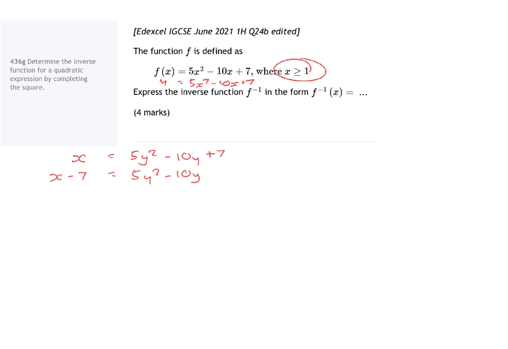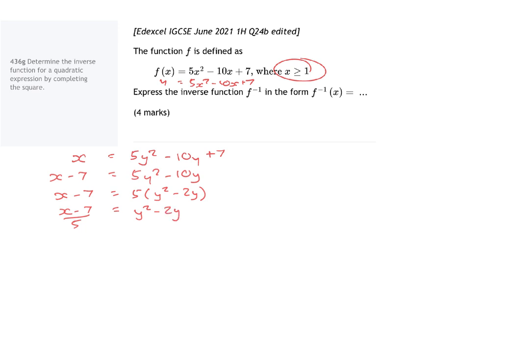On the right hand side, we look at that and go, well, it factorizes. Now I could do 5y on the outside of a bracket, but I'm not going to, and you'll see why in a second. I'm just going to factorize the 5. So I've got 5 bracket y squared minus 2y, and that equals x minus 7, and now I can just divide both sides by 5. So my left hand side is x minus 7 over 5. My right hand side is y squared minus 2y.